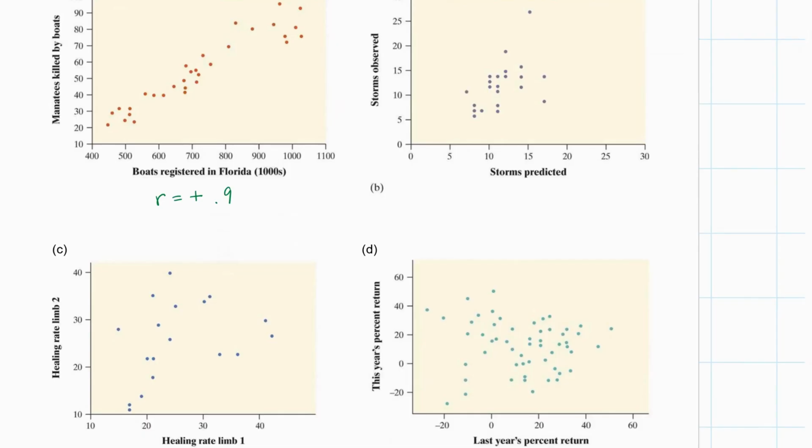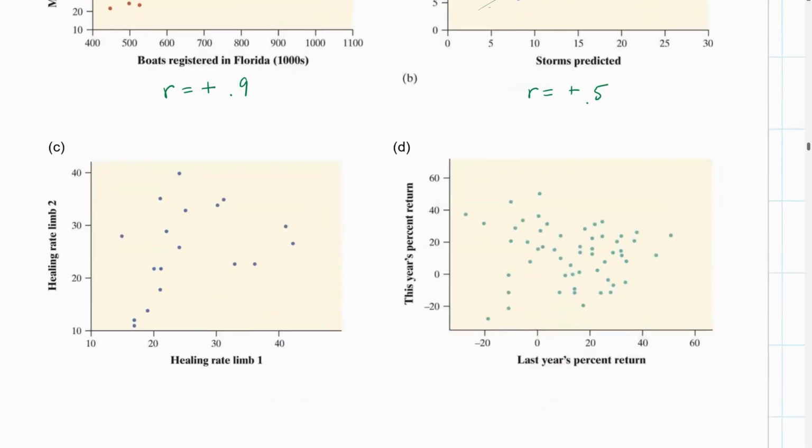Let's take a look at the second one. Okay. There does seem to be a sort of a general upward trend with the data, but it's certainly not as strong. What do you think the R value here is? The answer is 0.5. How about this C one? Seems to be a little bit of an upward relationship, but certainly not as strong as either of the other two. When you calculate the R value of this, it ends up being 0.3.